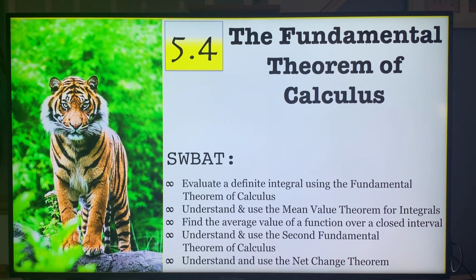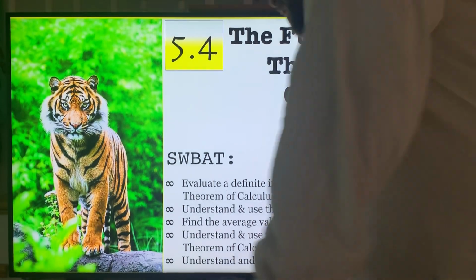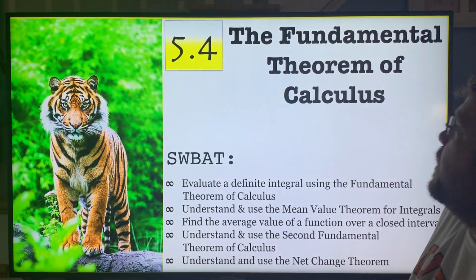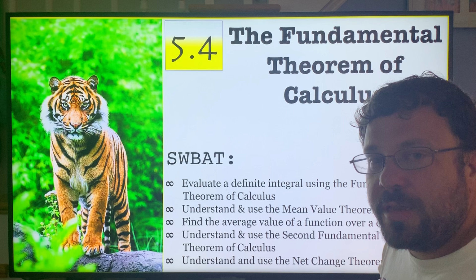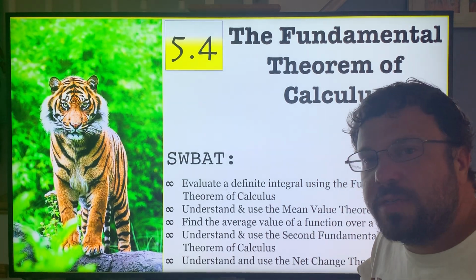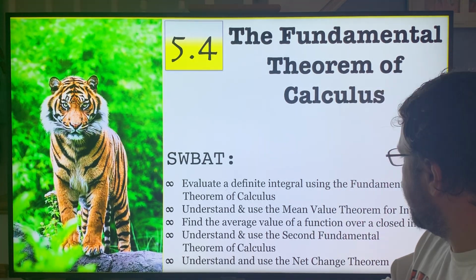Welcome back to one of the last lessons, 5.4, the fundamental theorem of calculus. Now this is one of the most important lessons in integration. This brings everything together. This shows you what a true integration is.